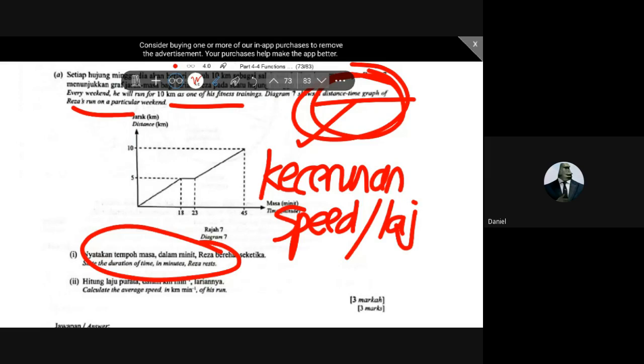So yang lain, cuba laju purata. Average speed is jumlah jarak bagi jumlah masa, so I think that's the answer: 2/9 kilometer per minute. Okay, to find the laju purata, we got to do jumlah jarak bagi jumlah masa. I just found out that the answer is 2/9 km per minute.